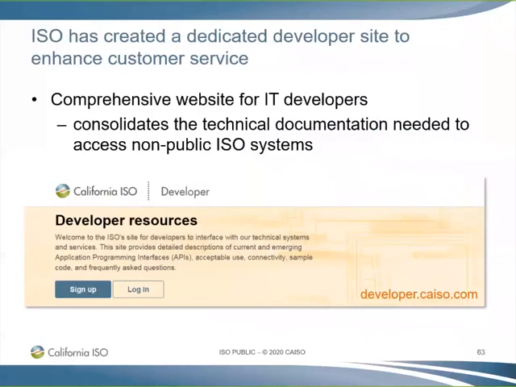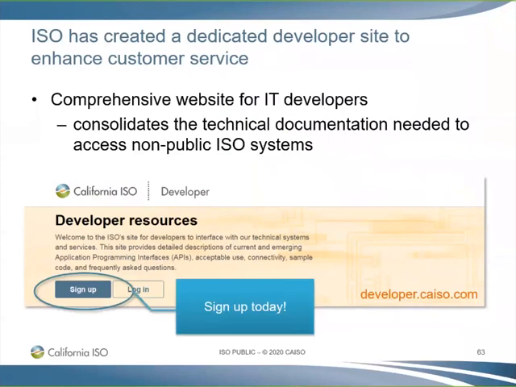We also have, in order to enhance our customer service to our customers and to simplify doing business with the ISO, a comprehensive website for our IT developers that consolidates the technical documents these developers need for our application programming interfaces, or APIs. This allows developers to find connectivity instructions, interface definition files, sample code, URLs, frequently asked questions, and our Get Started guides, along with a glossary of acronyms and technical terminology common in our specification documents. You need to sign up in order to access the ISO developer site, but you have the ability to do so as well.